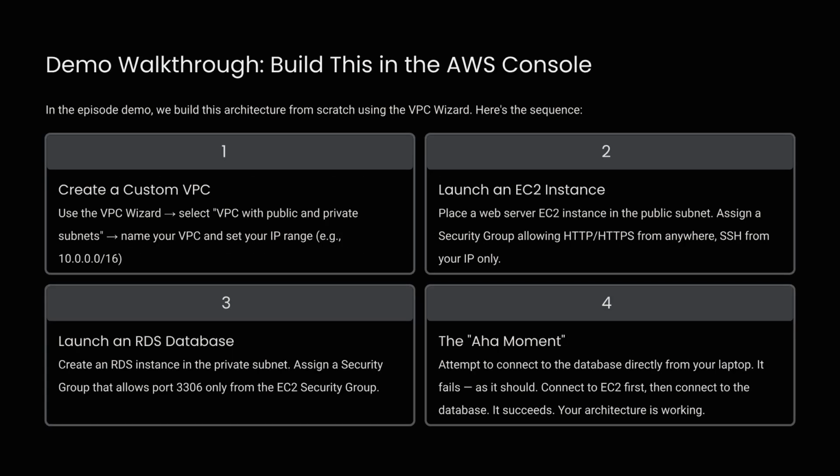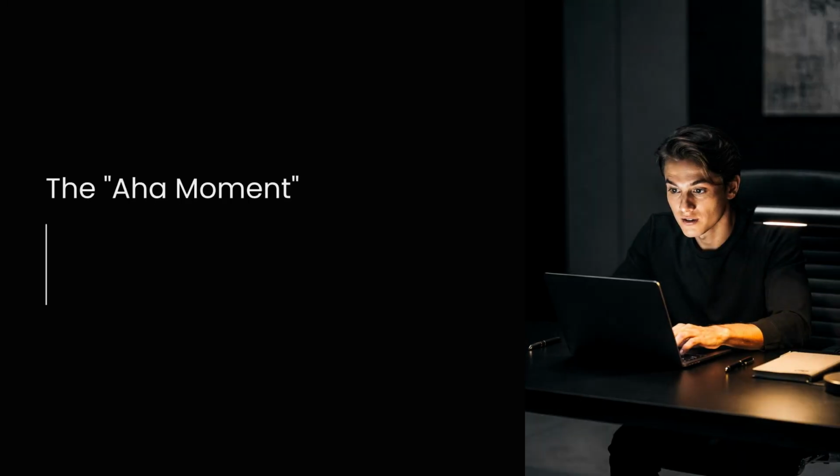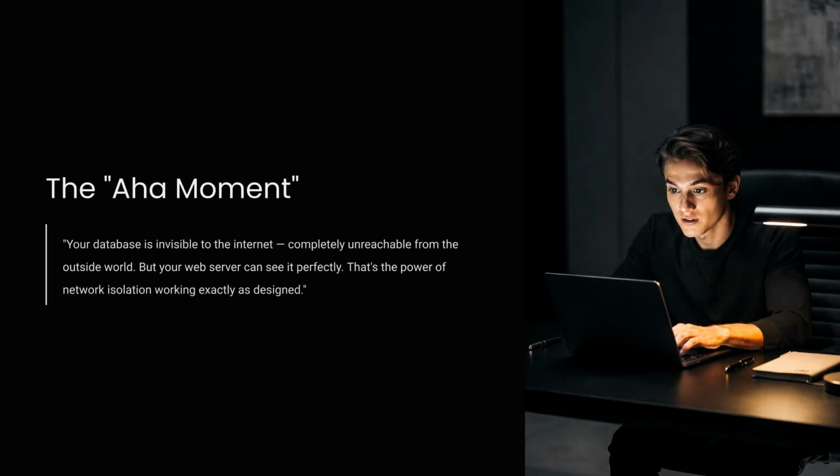You can build this architecture using the VPC wizard in the AWS console. Simply create a VPC with public and private subnets, launch an EC2 instance in public, and an RDS database in private, securing both with security groups. The aha moment is when you verify that your database is invisible to the internet, but perfectly accessible to your web server. This confirms that network isolation is working exactly as designed.